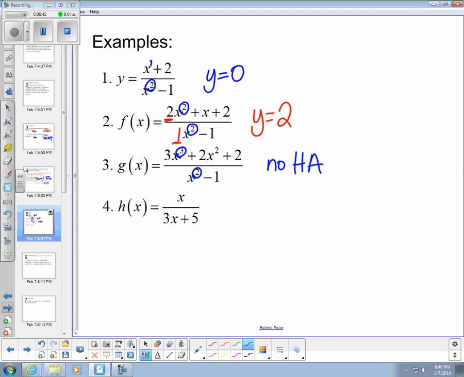And for number 4, again, we've got equal degrees. They're both x to the first. So we're going to look at the numbers in front, which would be a 1 and a 3. So the horizontal asymptote is y equals 1/3. If you missed any of these questions and you don't understand, put a question mark beside it so that you can ask in class.